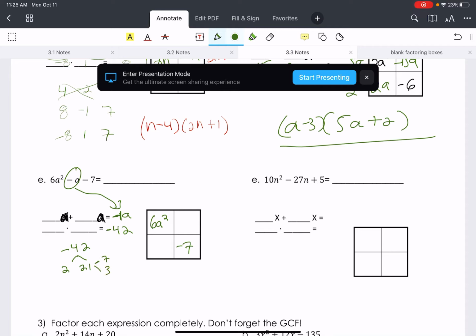Okay, so should we try 7? Okay, so 7 times what is 42? 7 times 6? But I need it to be negative 42. Why do I know it would be negative 7, not negative 6? When I add them, it has to equal negative 1. Good. Okay? So there's my winner.